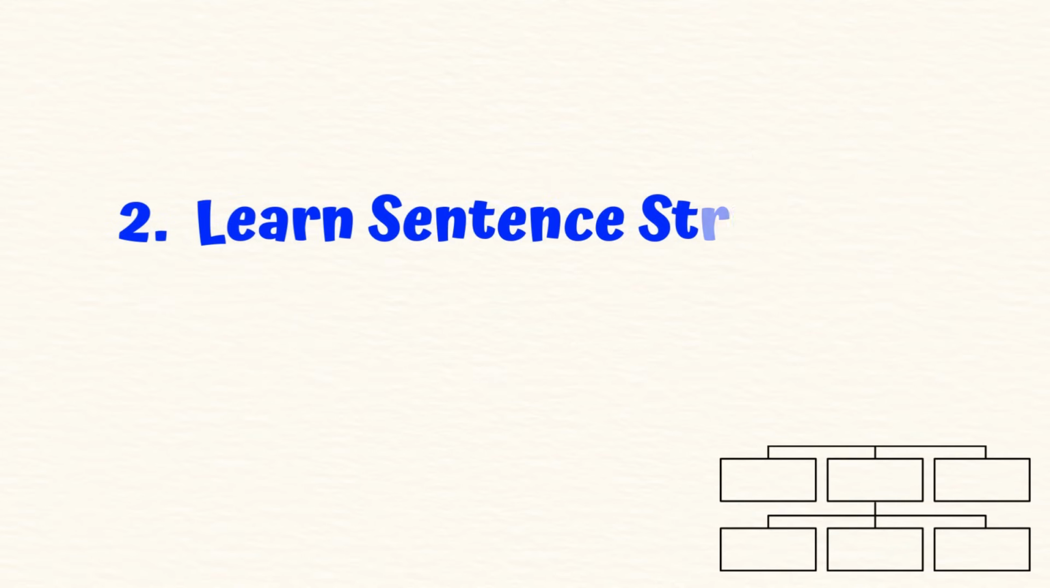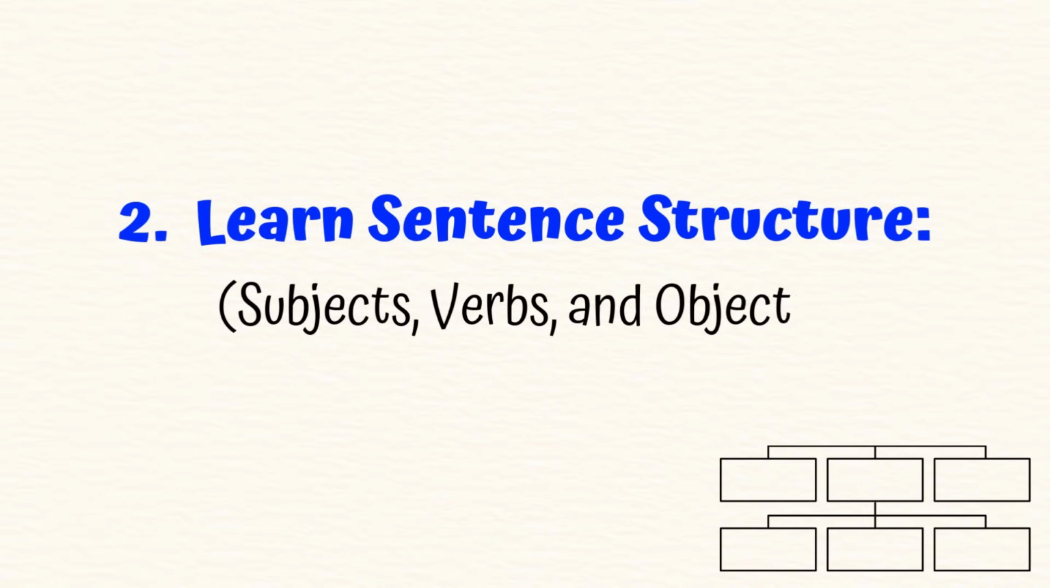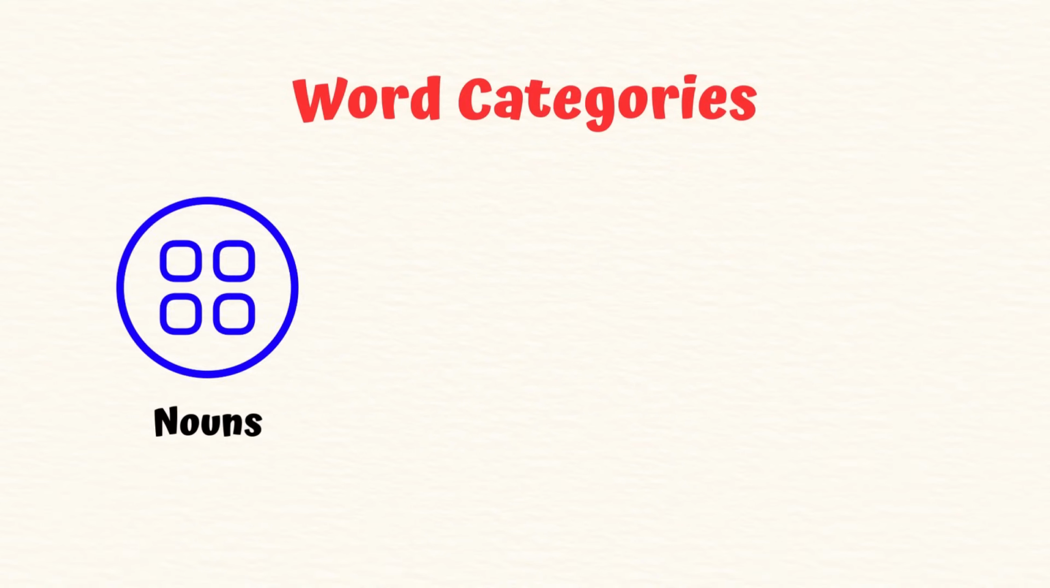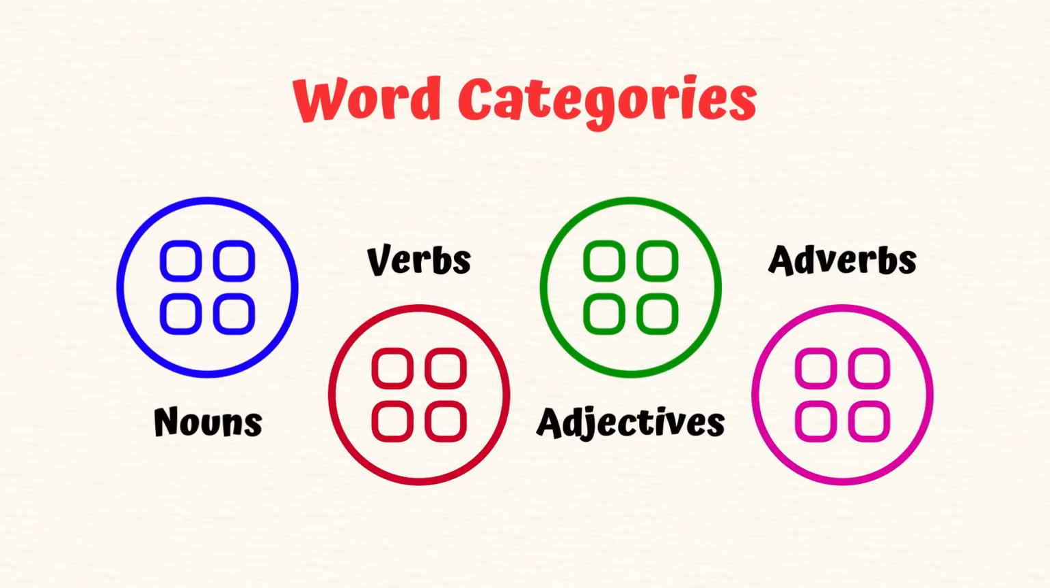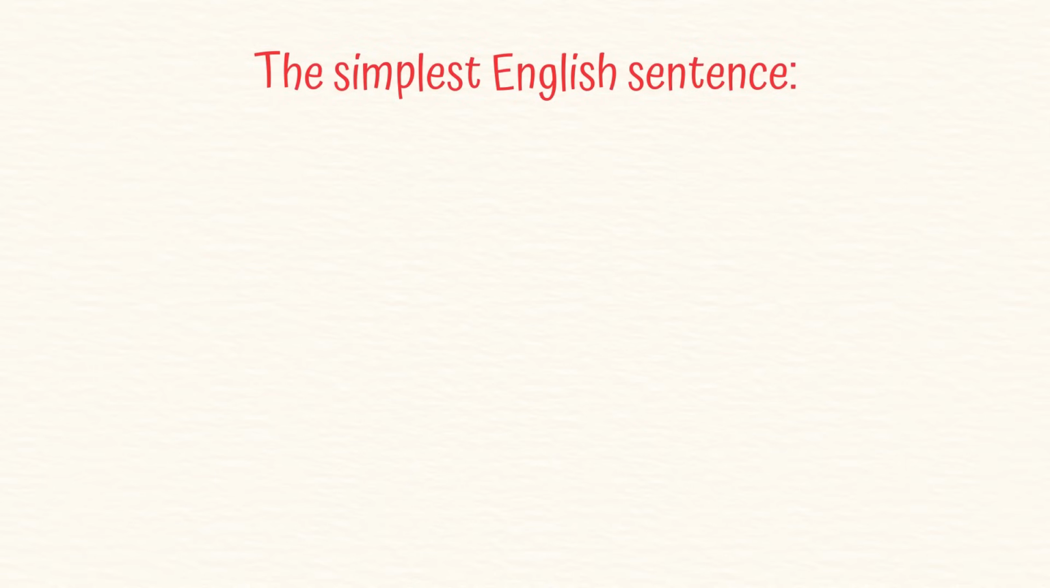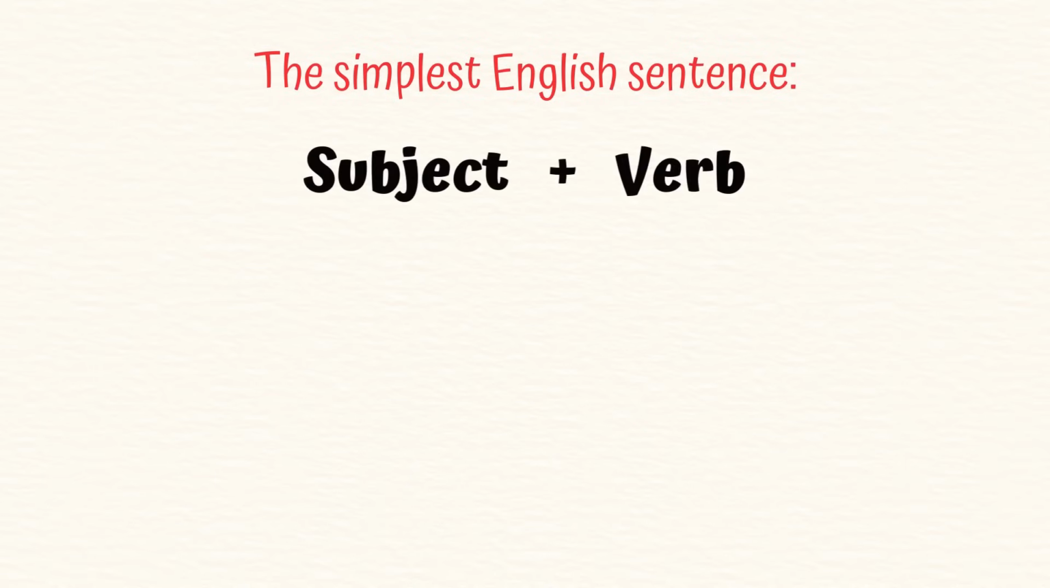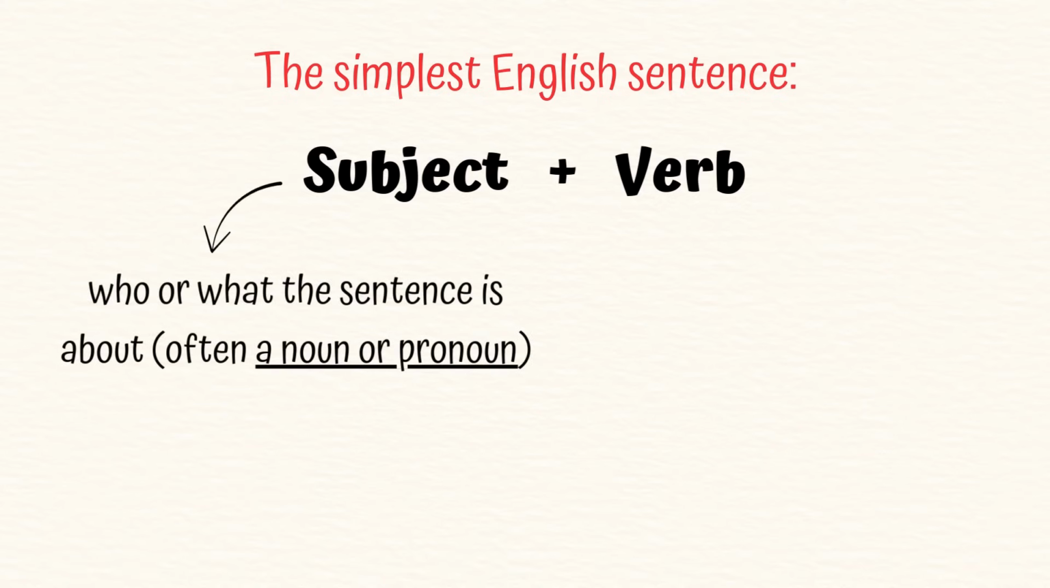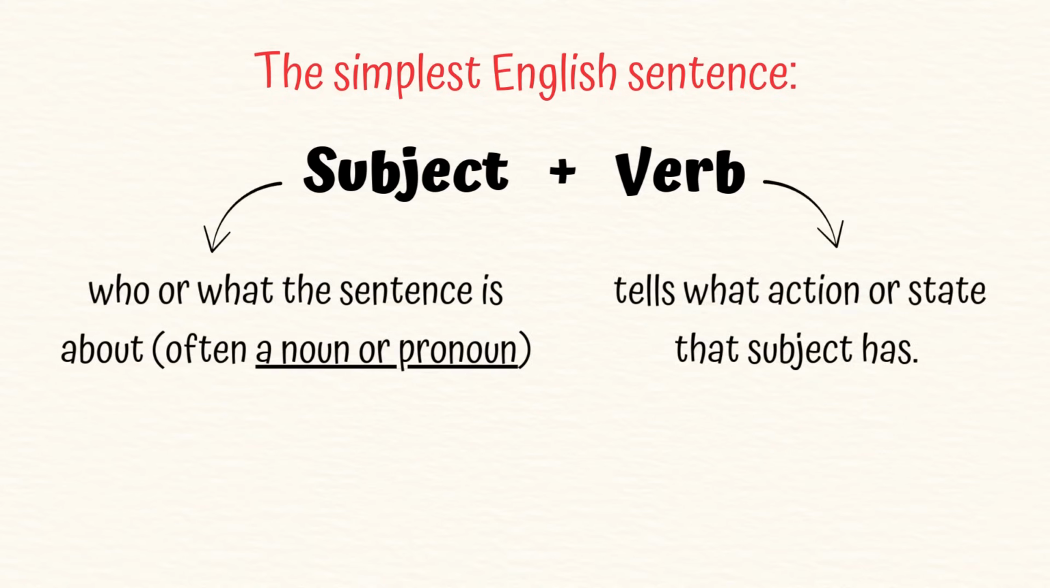Step 2. Learn sentence structure: subjects, verbs, and objects. Once you know your word categories, learn how to arrange them in a sentence. The simplest English sentence has at least a subject and a verb. The subject is who or what the sentence is about, often a noun or pronoun, and the verb tells what action or state that subject has.